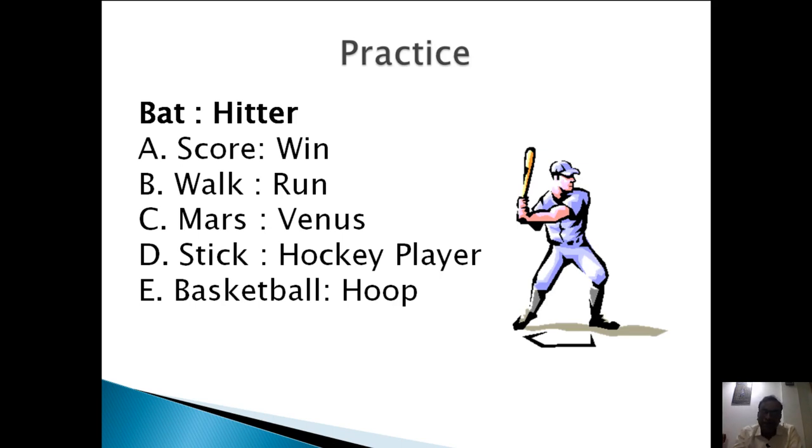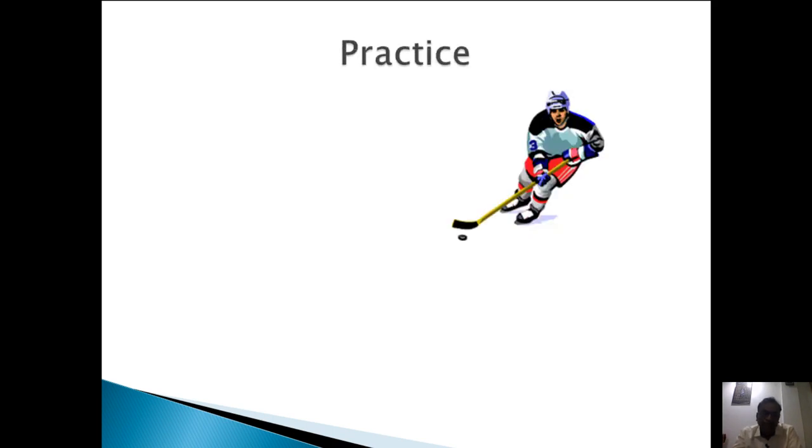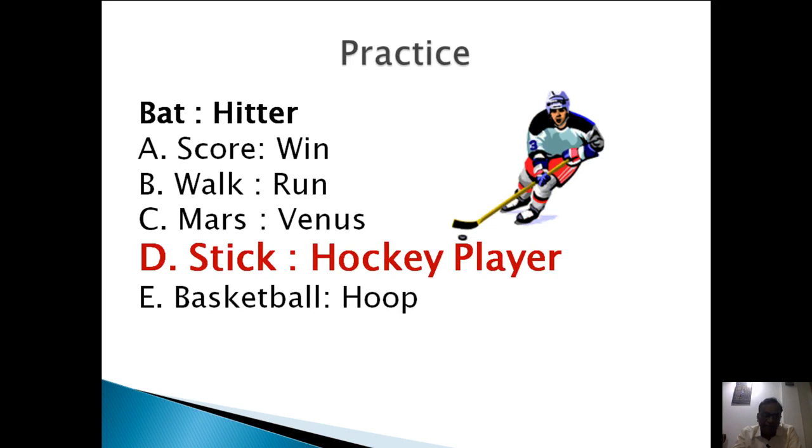I hope you are getting it. Okay, the answer is stick equal to hockey player. The bat is used by the hitter and the stick is used by the hockey player to hit the ball. Getting it? Let's move to the next slide.